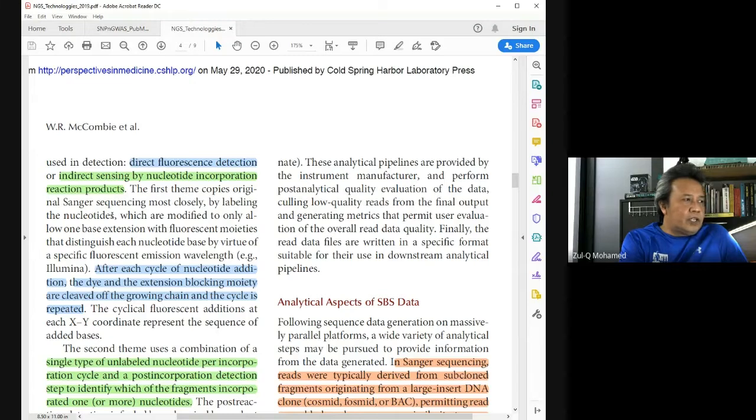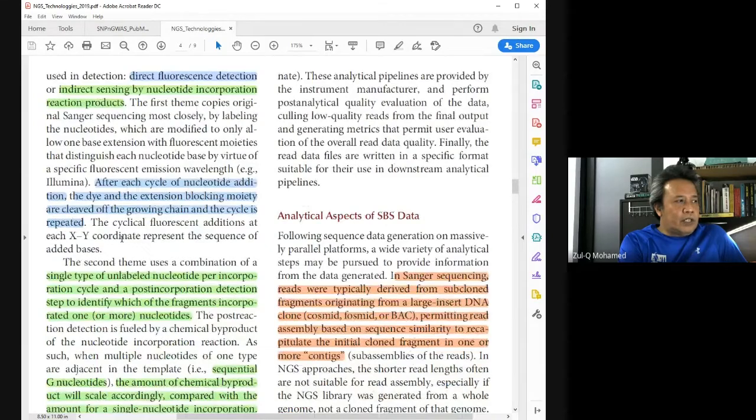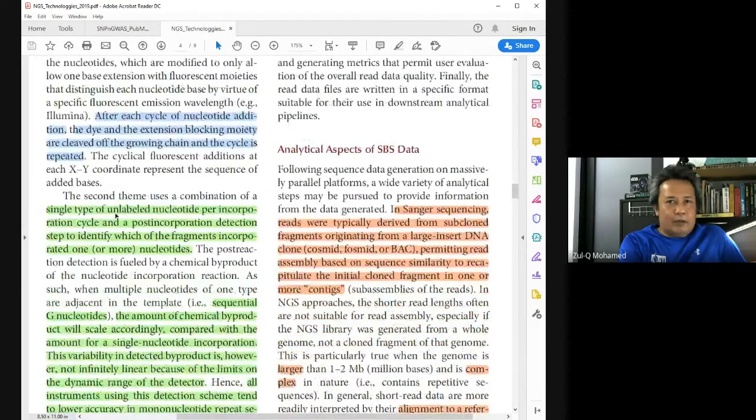The first team copies originally from the segment. So in single sequencing, you're talking about direct fluorescence detection by labeling nucleotides, so you need different labeled nucleotides. The second team uses a combination of single type unlabeled nucleotide. So you don't need to label, but you need post-reaction detection. Post-reaction detection is fueled by a chemical byproduct of the nucleotide incorporation reaction. So if there is incorporation, if there is a reaction, then you can detect it.